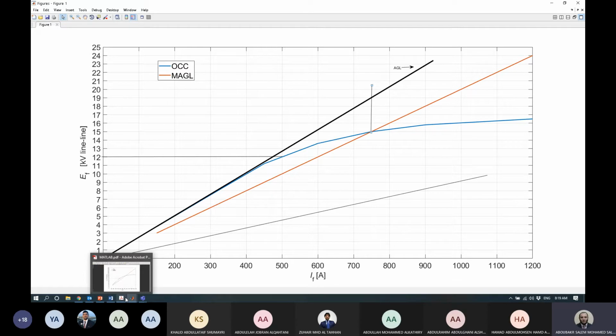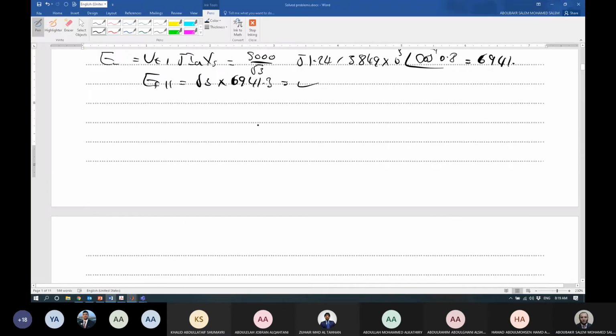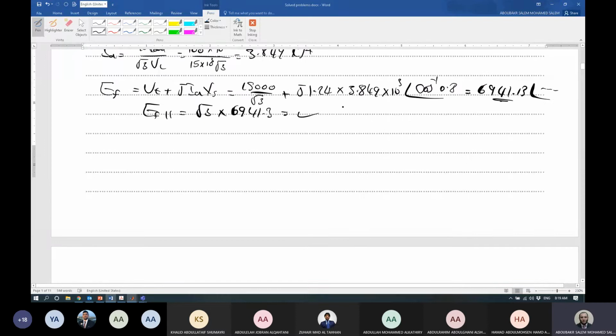So at 12 kilovolt, we should use our modified air gap line and get the value of the current. So the value of current should be at this point here, which is almost 600 ampere. So we can say now this is 12 kilovolt, and using the curve, IF is 600 ampere. This is from where? From the modified air gap line.